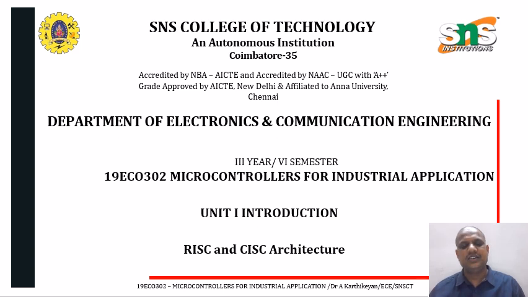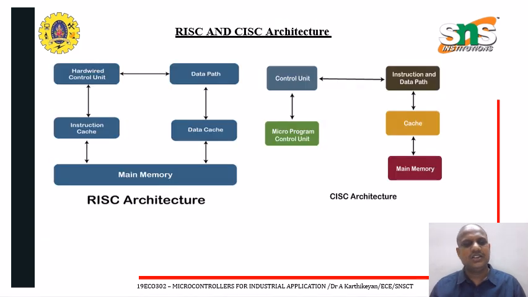Hi everybody. Next we are going to discuss the RISC and CISC architecture. It's a very important one. In the RISC and CISC architecture, we have the hardware unit, the instruction cache and main memory. Based upon the instruction cache and the hardware unit, we can give the input and then the data path and data cache. These all come under the RISC architecture.